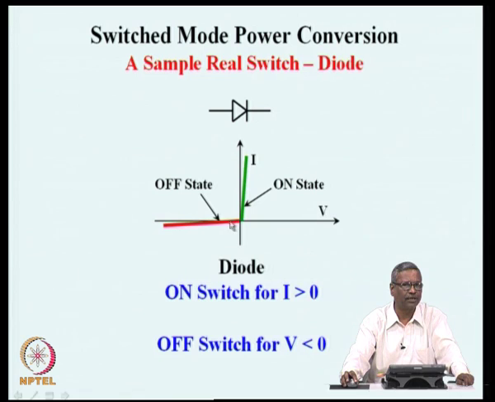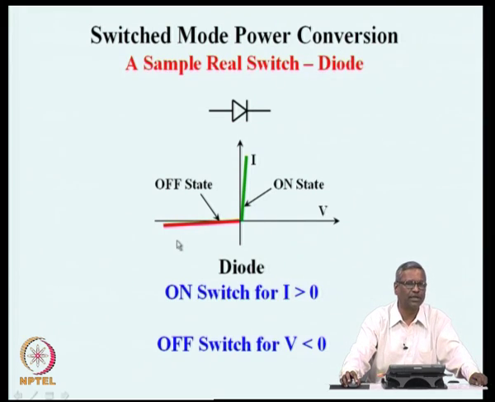It has a section which is in the 3rd quadrant. For negative voltages, there is a very small negative current flowing, and for positive currents, a very small positive voltage drop is there. The green line that you see here is the on state, and the red line you see here is the off state characteristics. Unlike the ideal switch or the real switch with 4 quadrant capabilities, a diode has characteristics only along the positive current and along the negative voltage directions.